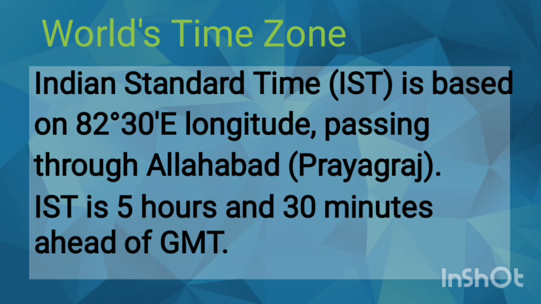The Indian Standard Time, IST, is based on 82 degree 30 east longitude, which passes through Allahabad. It is 5 hours and 30 minutes ahead of GMT, that means Greenwich Mean Time.